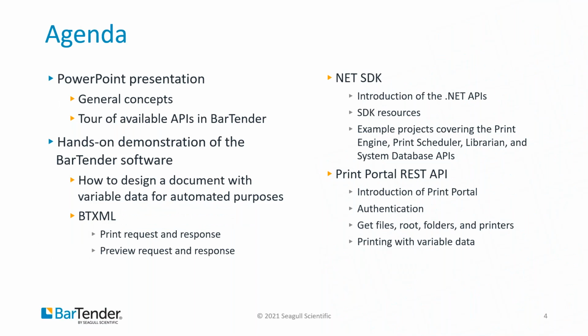In terms of the agenda, as I mentioned, we'll first look at a PowerPoint presentation, going over some general concepts and a tour through the various APIs available to us, and then we'll go hands-on with the software. So first, looking at key points in the document design, as to how you would set up that document for how you would then use it in an automated fashion to set variable data on that label. First, looking at BTXML, which is BarTender's flavor or schema of XML, how that can be used, what it offers.